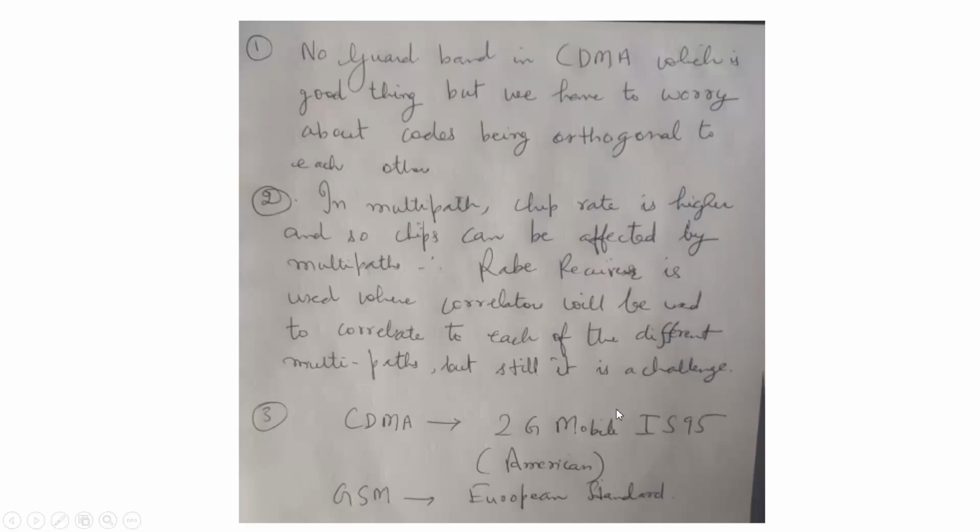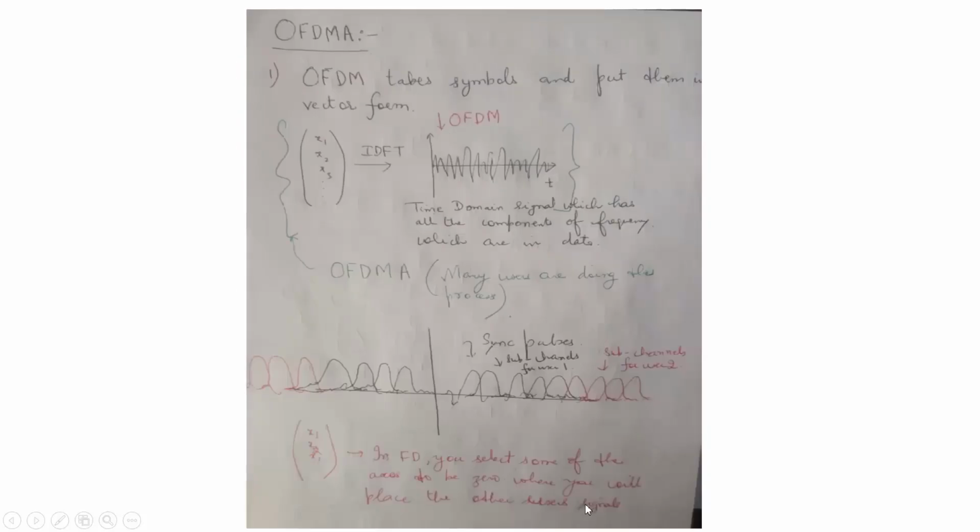Now, CDMA is a 2G or 2.5G mobile system, which is an American standard 2G mobile system, IS-95, whereas GSM is also 2G, but it's a European standard. Now, let us look at what is OFDMA, which is orthogonal frequency division multiple access.